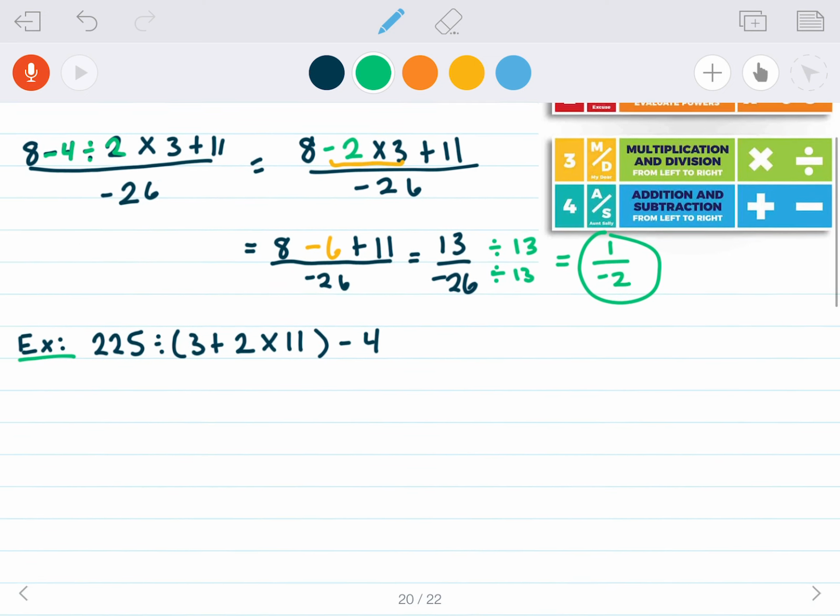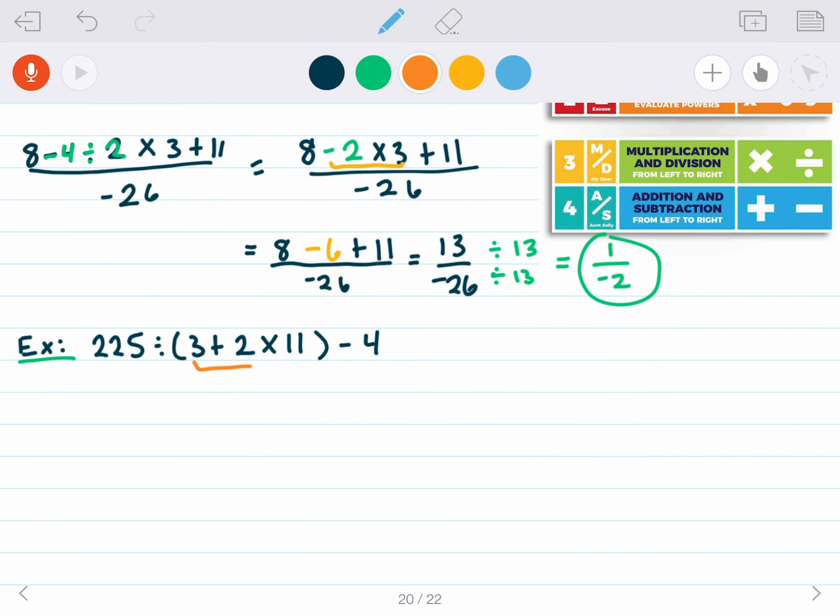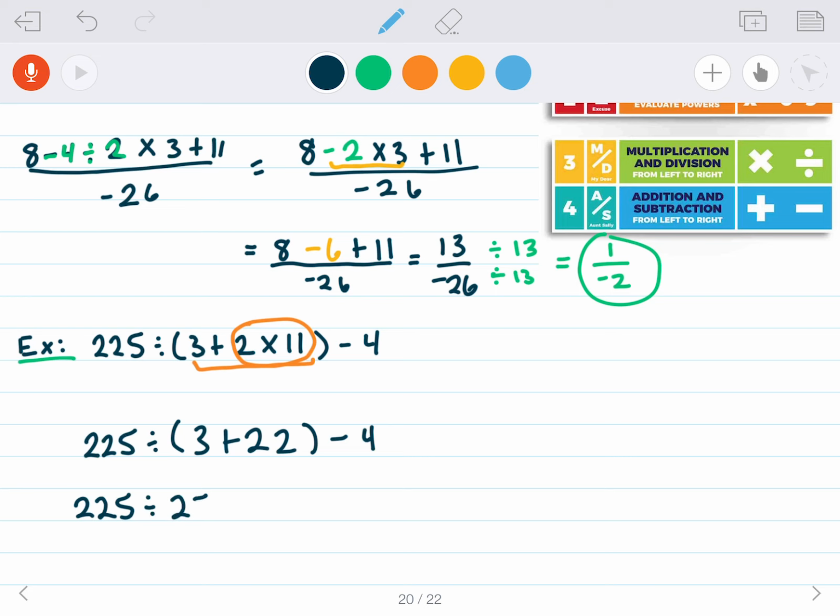Okay, let's do this one. So again, I want to do what's in parentheses first, and within the parentheses, I want to make sure to do multiplication before addition. So let's do that. 225 divided by 3, 2 times 11 is 22, a positive 22. So that becomes that. And then what's still left on the inside of the parentheses is 3 plus 22. So it's going to be 25. So I have 225 divided by 25 minus 4. Division comes next. 225 divided by 25 is going to give us 9. And then we have 9 minus 4 is going to give us a final answer of 5.